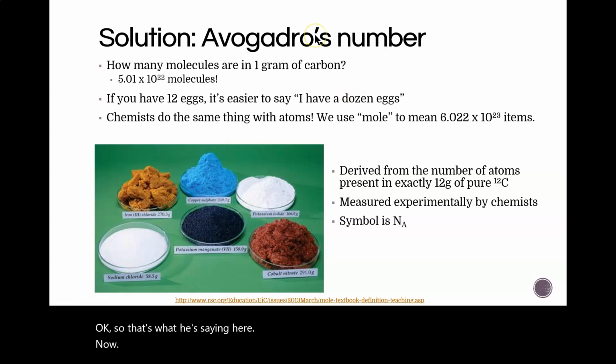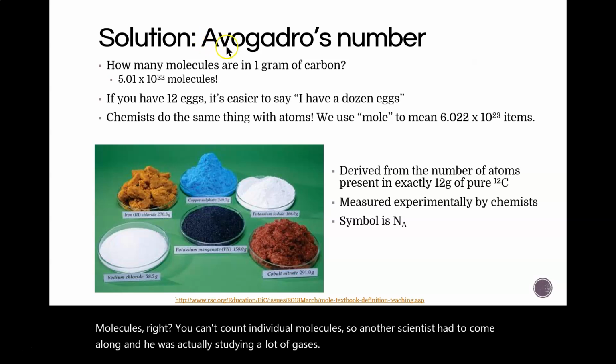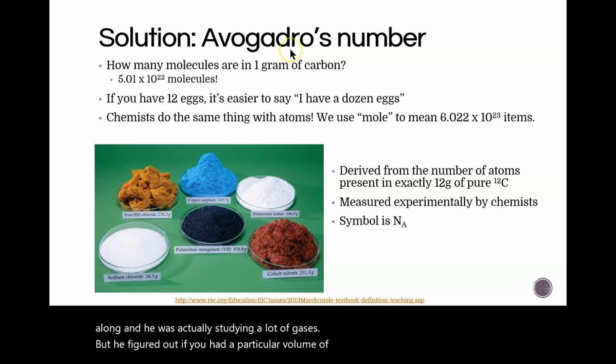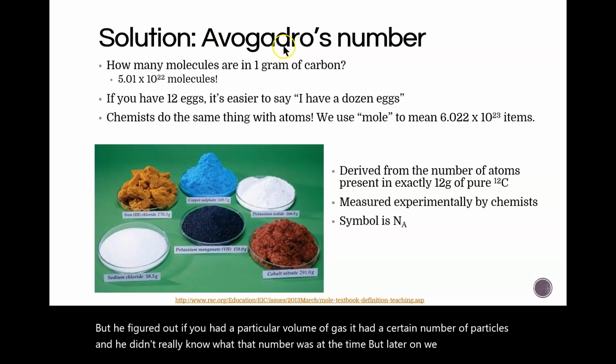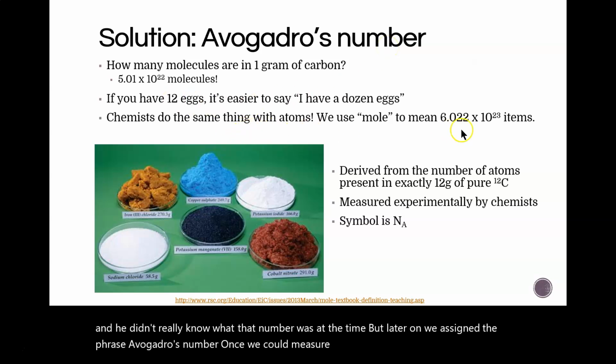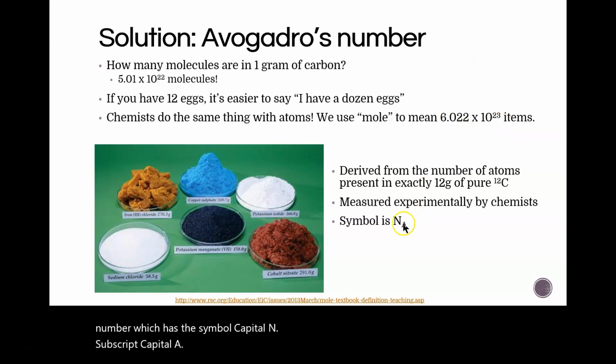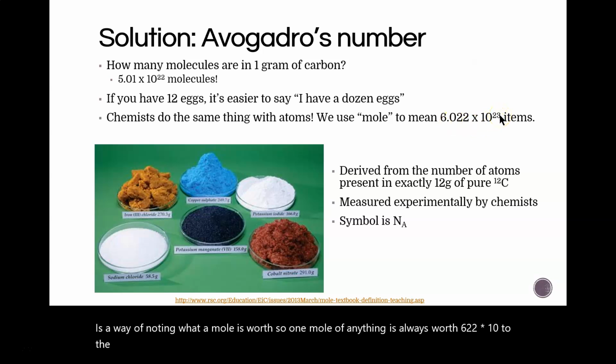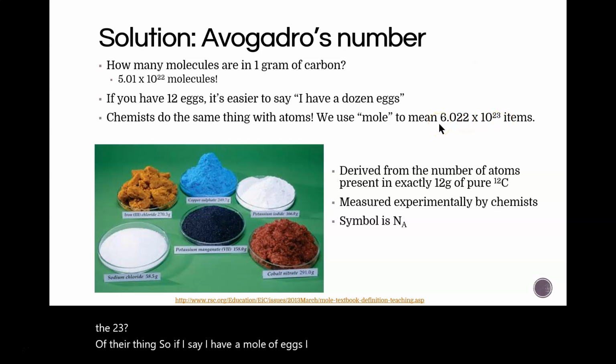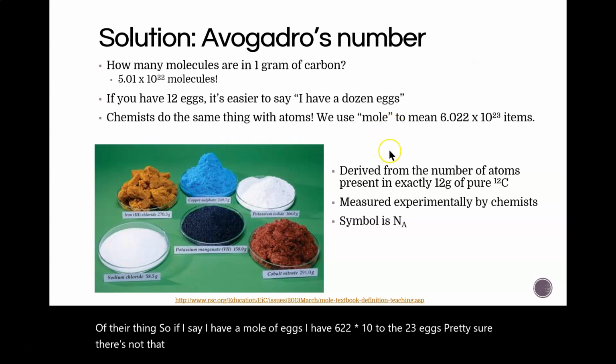Now, when we're talking about molecules, you can't count individual molecules. So another scientist had to come along, and he was actually studying a lot of gases. But he figured out if you had a particular volume of gas, it had a certain number of particles. And he didn't really know what that number was at the time, but later on we assigned the phrase Avogadro's number once we could measure it, okay? And so essentially, Avogadro's number, which has the symbol capital N, subscript capital A, is a way of noting what a mole is worth. So 1 mole of anything is always worth 6.022 times 10 to the 23 of that thing. So if I say I have a mole of eggs, I have 6.022 times 10 to the 23 eggs. Pretty sure there's not that many eggs on the entire planet, but that's what I would have.